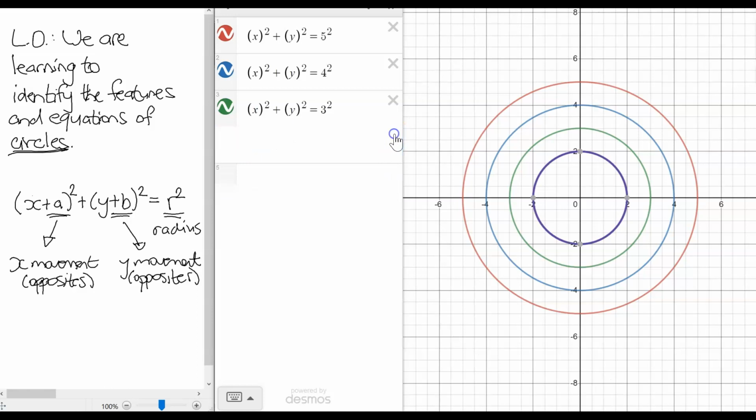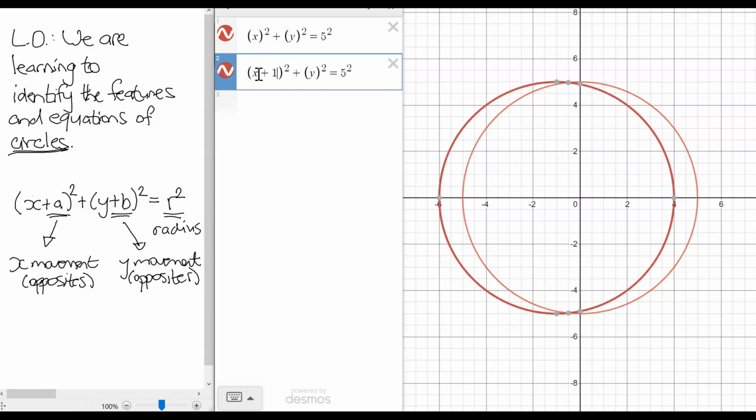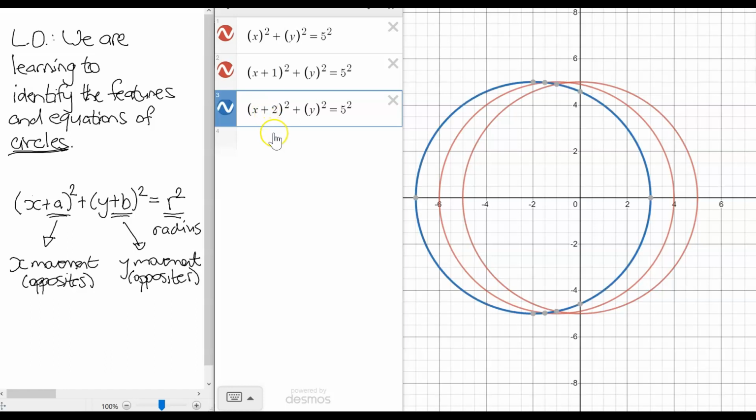So let's get rid of all those. We can also move the circle left and right. So let's move that to the left. So we're moving it to -1. So that means it becomes +1. Let's move it across even more. Let's move it to 2. And we can see we've moved it across.